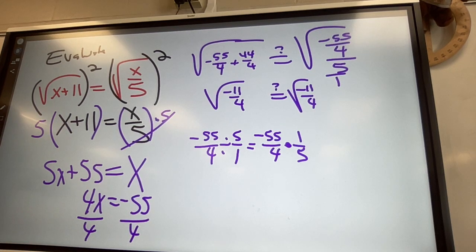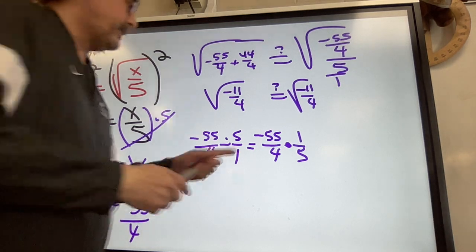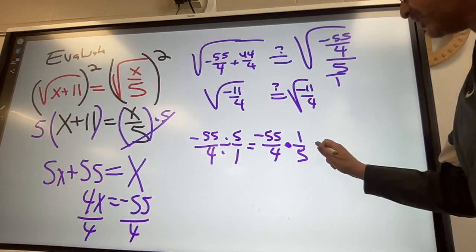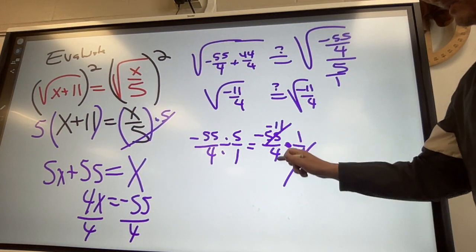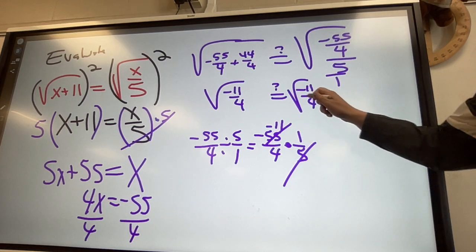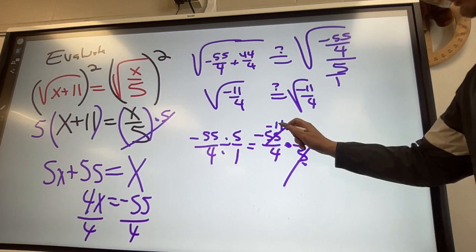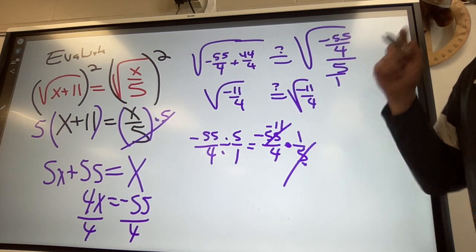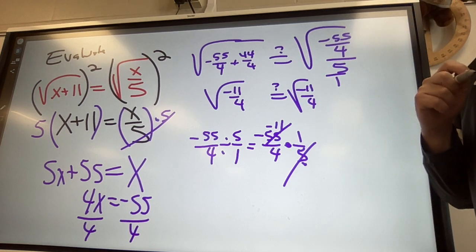And finally, the answer, negative 55 over 4, goes right here, then the 5 cancels out. Makes that negative 11, and that turns into a negative 11 over 4. The 5s cross out into an 11. It comes out the same thing. You and I might need to go over that one.